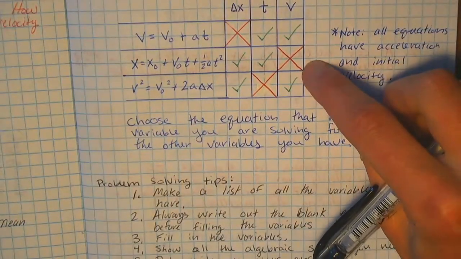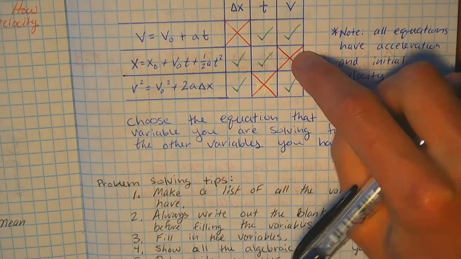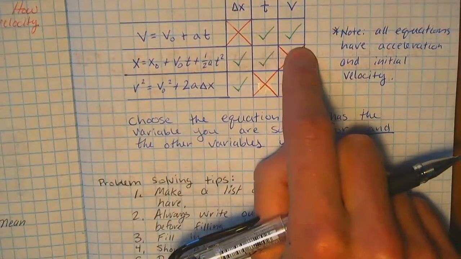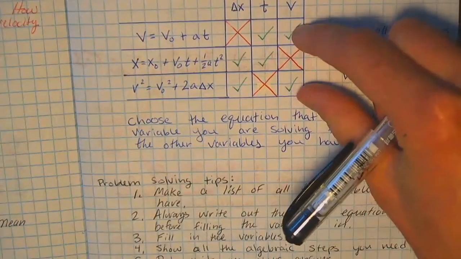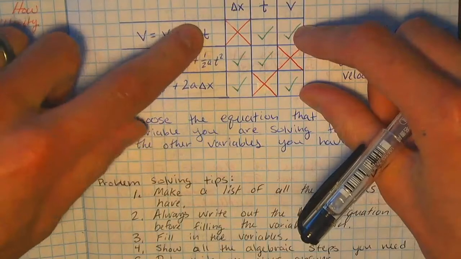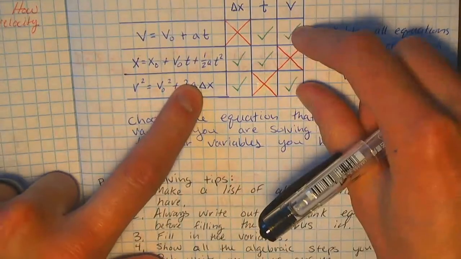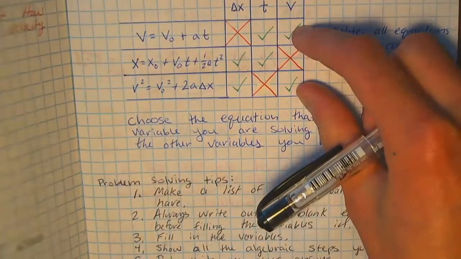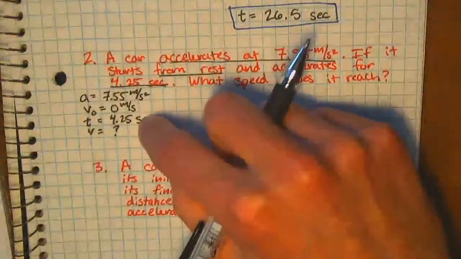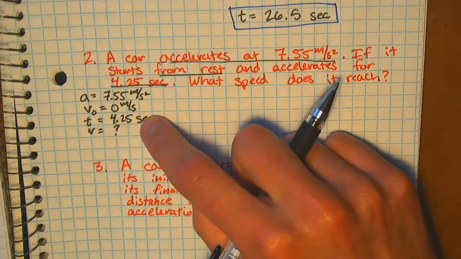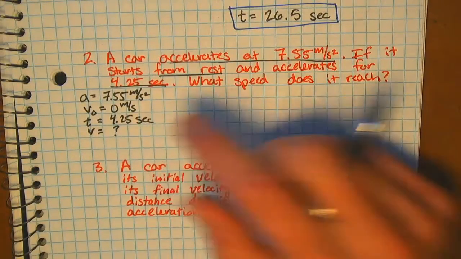This one has final velocity. This one, the middle one, does not have final velocity. So it is not going to be that one. So now we got to decide, is it one of these two? This one has time. This one has distance. So are we given a time or a distance? If we go back, we're given a time and not a distance. So that's going to be the first equation.